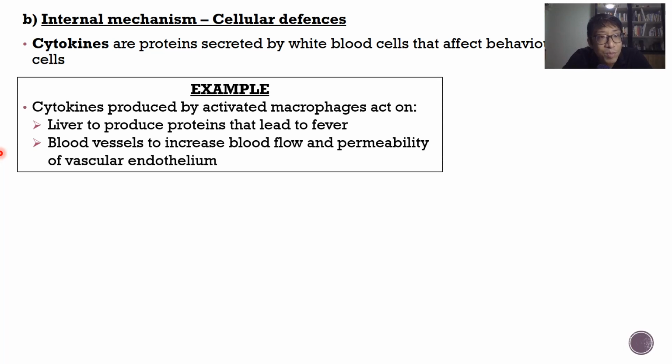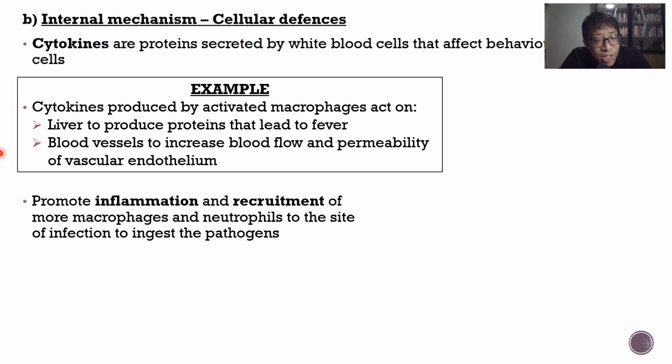Examples would be if there are macrophages that have recognized and bound to certain bacteria, for example, then the macrophages can then secrete these cytokines that cause fever, and also cause increased blood flow and increased permeability of the capillaries at the site of infection. All right. So that would then promote the inflammation.